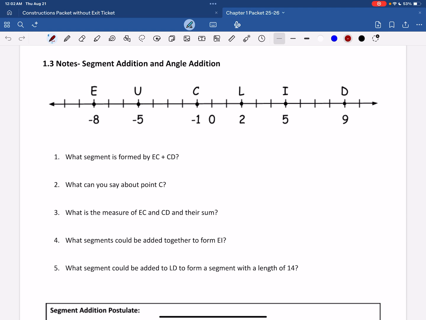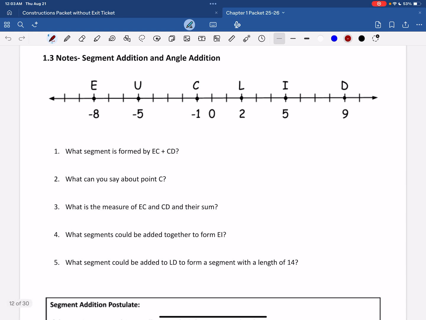This is lesson 1.3. We're going to be talking about segment addition and angle addition, and how to combine two segments into a new one, and how to combine two angles into a new one. So let's get started. First up, our first question says, what segment is formed by EC plus CD?